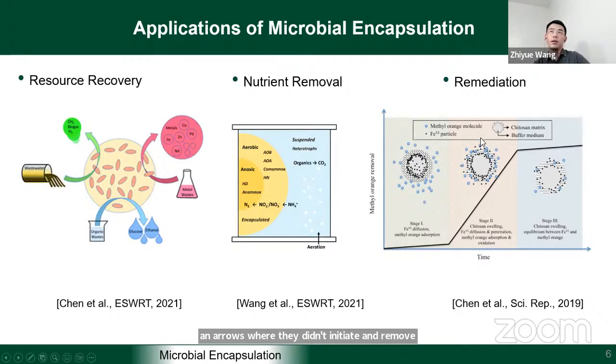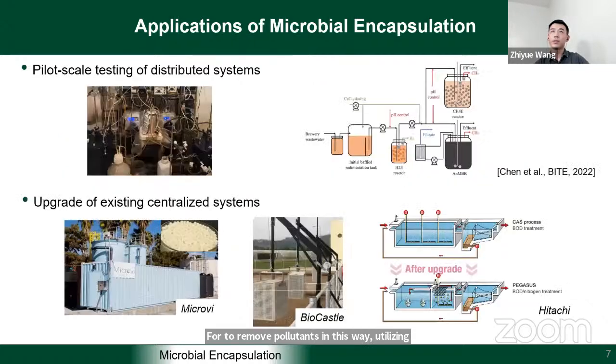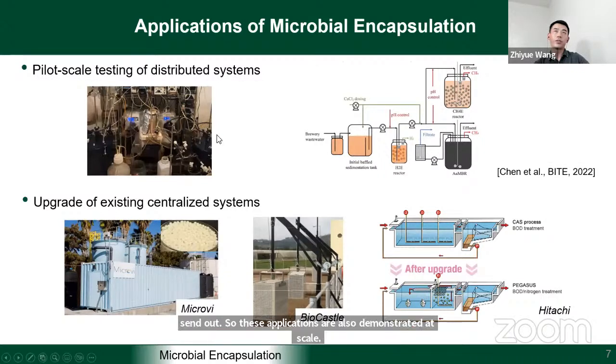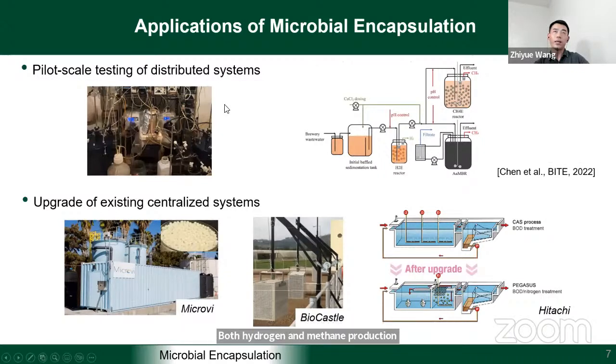So the last example here I have is on chemical remediation, so that we can also use encapsulant to trap reactive particles to remove pollutants in this way, utilizing the diffusion property of encapsulant. So these applications are also demonstrated at scale. Both hydrogen and methane production were demonstrated at pilot scale.